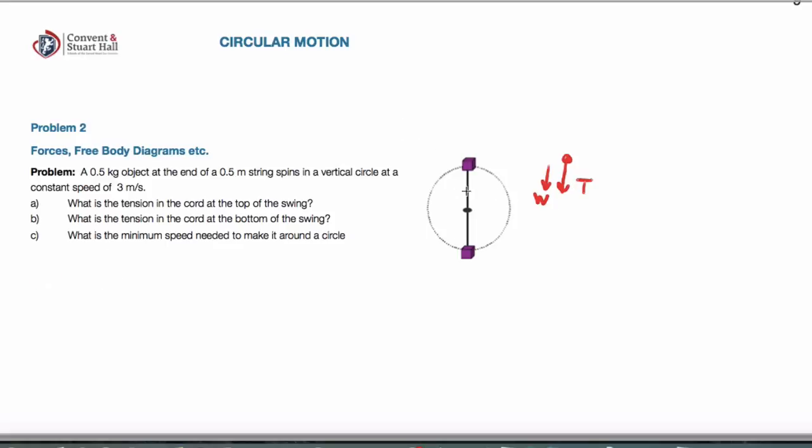Now, why do we say this? Remember, the force from a rope goes out of the object along the rope. That's why we have the tension pointing down. And then we have the weight pointing down. So I've begun with the free body diagram.